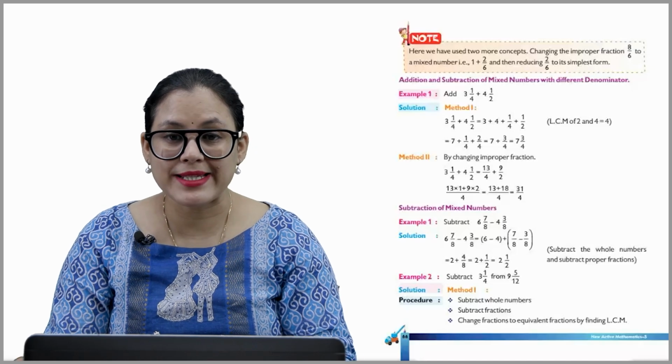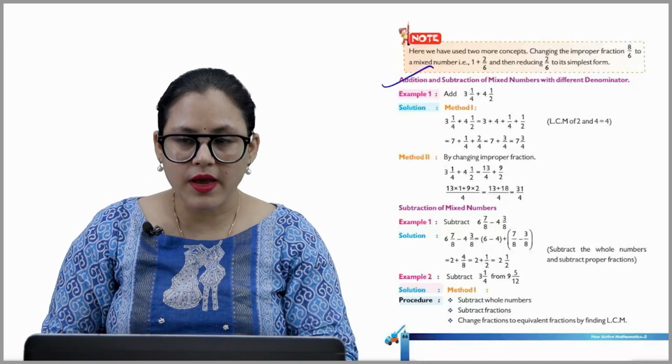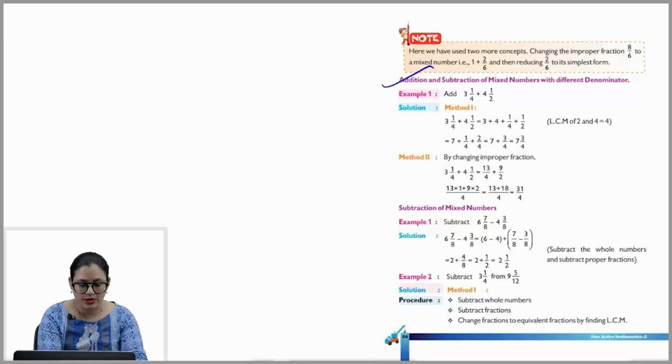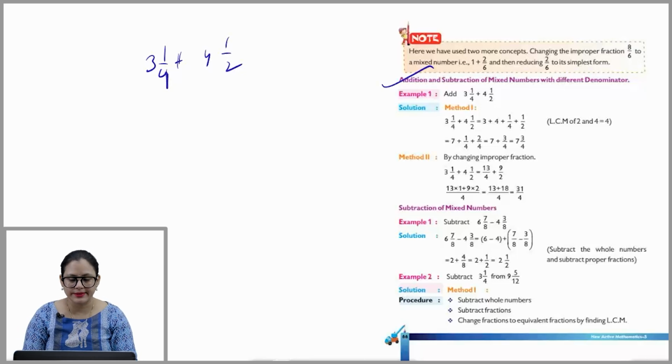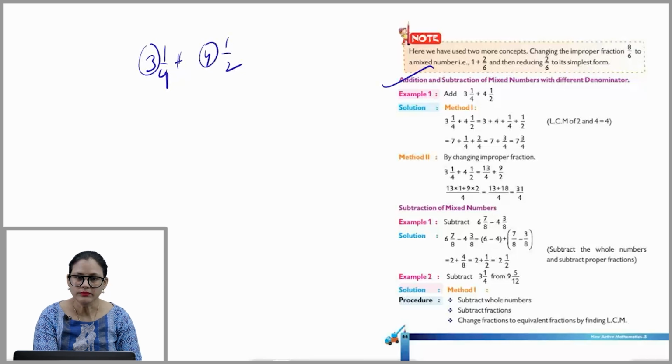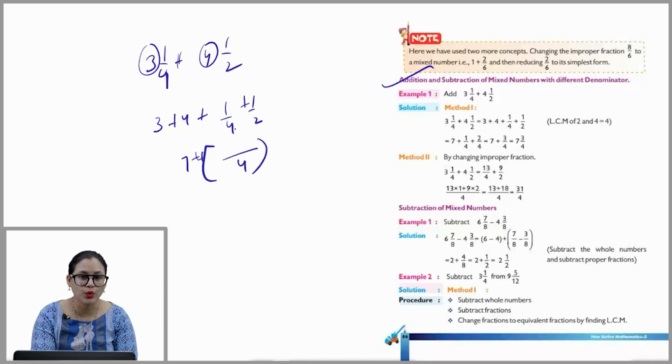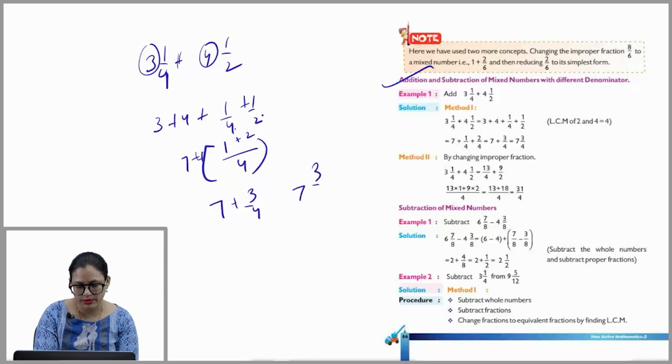Addition and subtraction of mixed numbers with different denominators. Whenever there are different denominators, we always take the LCM and then we make the denominators the same. So you have to add 3 whole 1 by 4 plus 4 whole 1 by 2. Method 1 is, first we will add whole numbers. 3 plus 4 plus 1 by 4 plus 1 by 2. 3 plus 4 is 7, and we will add the fractions separately by taking the LCM. LCM is 4. There is already 4, no need to multiply. For making 2 into 4, we will multiply it by 2, and here also we will multiply by 2. So plus 2 by 4. So 7 plus 3 by 4 is the answer, 7 whole 3 by 4. This is the first method.